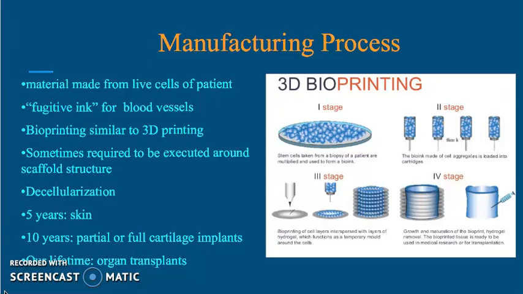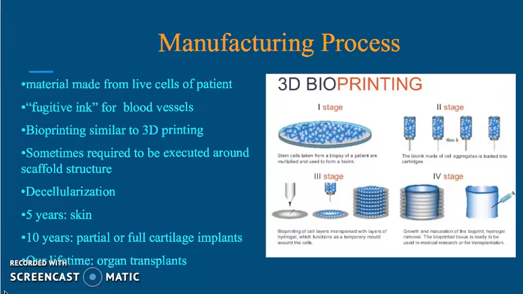Bioprinting is very similar to 3D printing while having the potential to create living tissue. This follows the 3D printing process, but sometimes requires being executed around a scaffold structure of the organ made out of biodegradable material. This can be done by decellularization of a whole organ and recreating it using the patient's cells. If a biodegradable scaffold was made, once the new cells are fabricated over it, the scaffold can be broken down, leaving the functioning organ, which can then be transplanted.